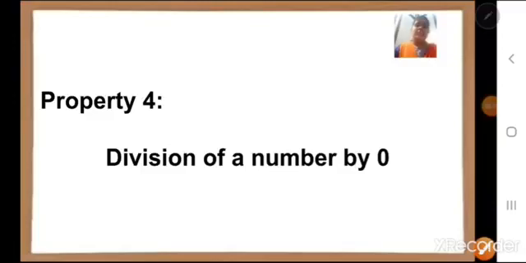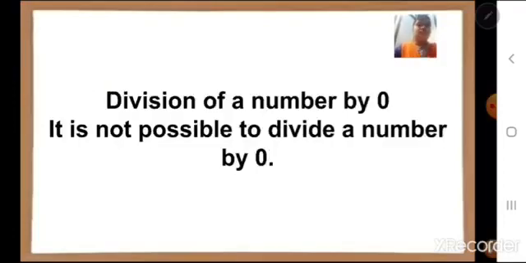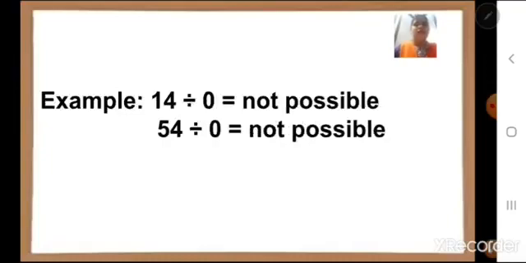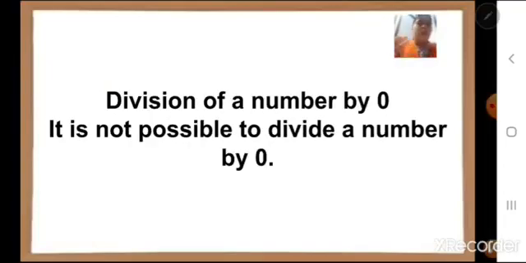Children, the last property is division of a number by 0. Now this property is very simple. It means that it is not possible to divide a number by 0. We cannot divide any number by 0. For example, 14 divided by 0 is not possible, or 54 divided by 0 is not possible. It is not possible to divide a number by 0.